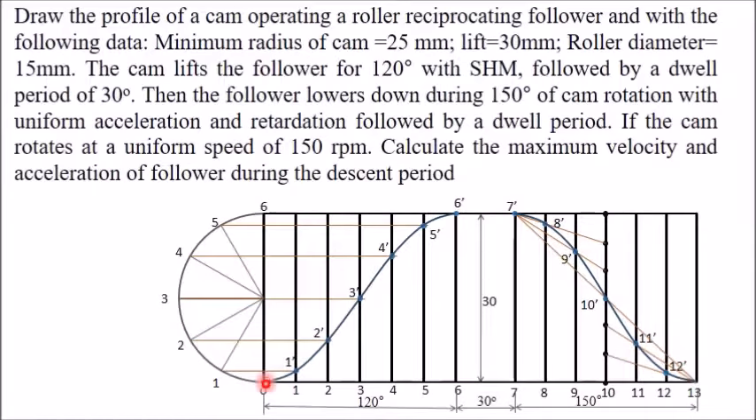Initially the follower displacement is 0, then the follower is displaced by 1 dash, that means this much is displaced. Then when the cam reaches here, the follower reaches this point, and when the cam reaches this, the follower reaches the middle point, and so on. So this represents the follower motion, and this is the cam angle rotation. Now you require all these displacements: 1 to 1 dash, 2 to 2 dash, 3 to 3 dash. Keep them ready for drawing the cam profile.